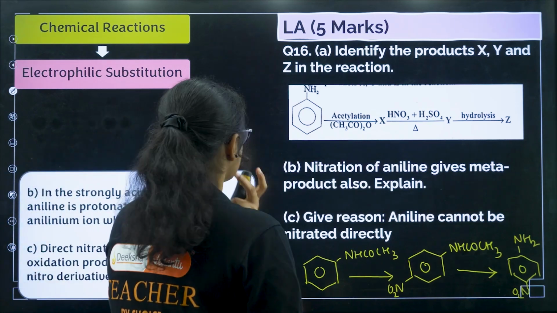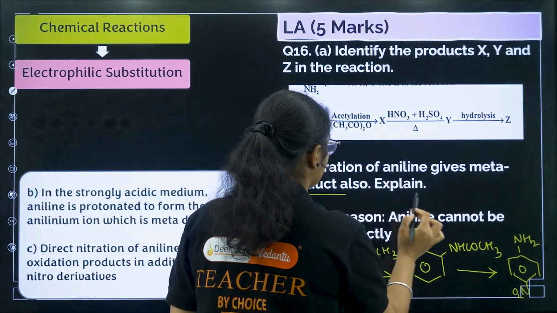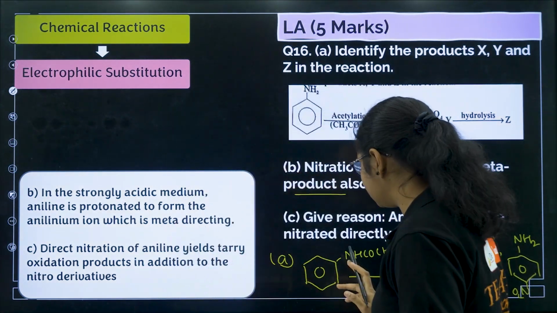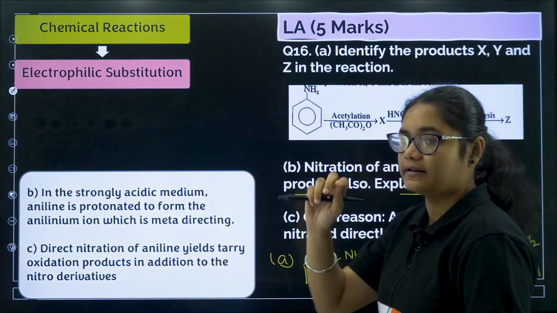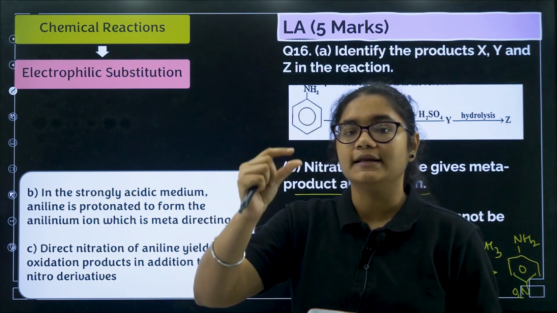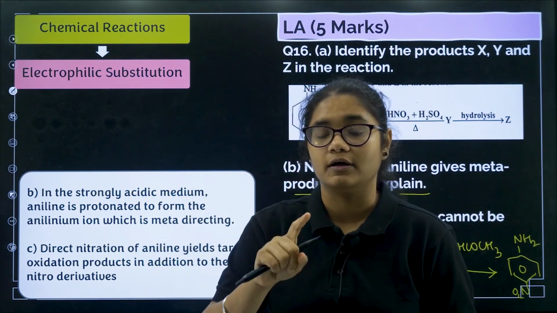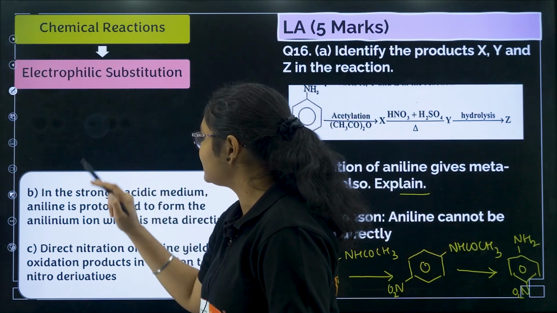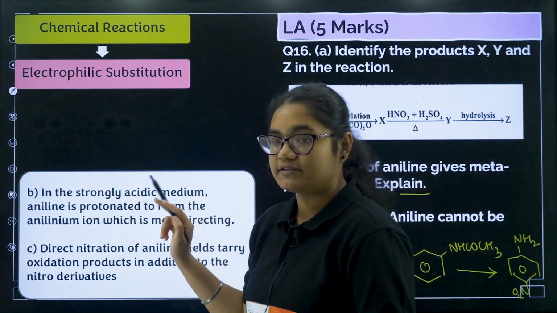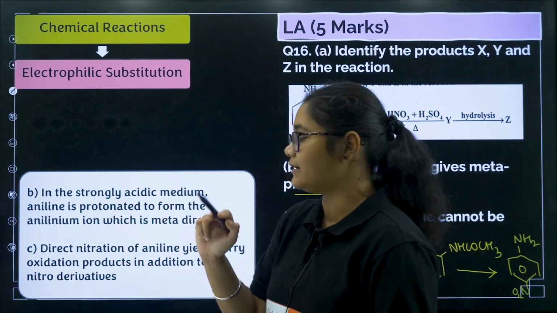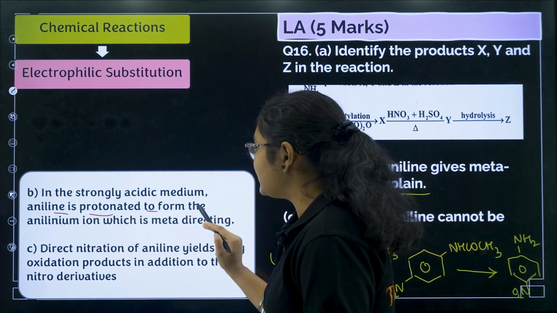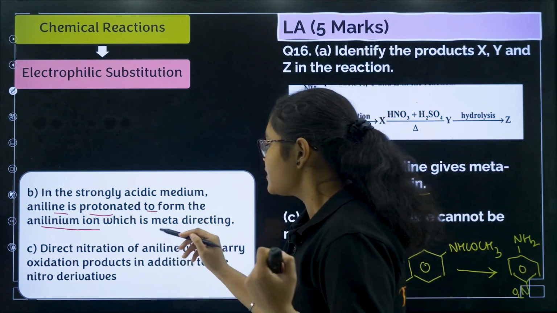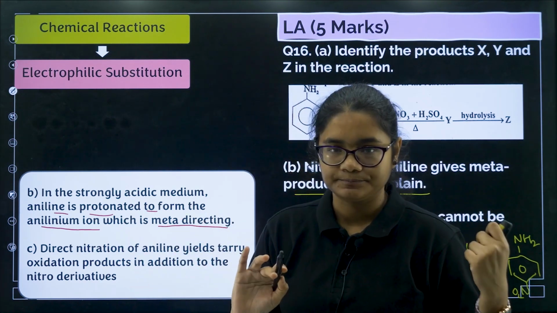Next, coming to B, nitration of aniline gives meta product also. This we have discussed again. When aniline is there and you are doing HNO3, that aniline gets converted to anilium ion, which is an electron withdrawing group. That is why we get meta product. In the strongly acidic medium, due to the presence of concentrated nitric acid, aniline is protonated to form the anilium ion. So that NH3 plus is formed, which is meta directing.